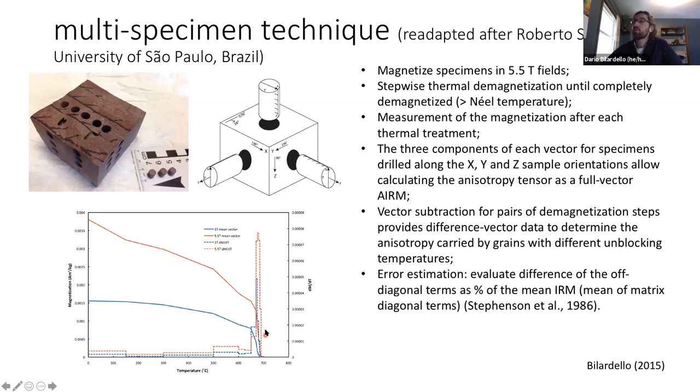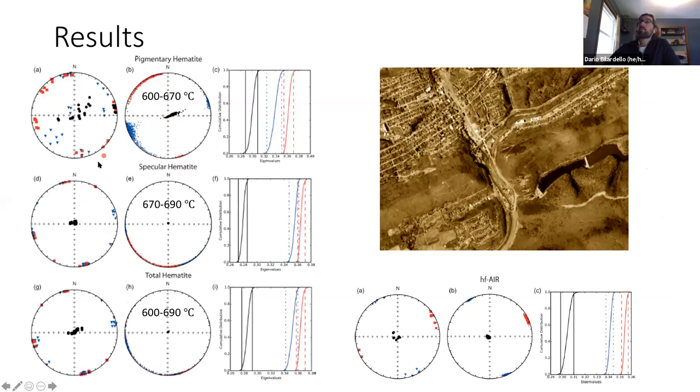And we can see when we do the thermal demagnetization, we can observe all of the components coming off with a larger component obtained for the higher unblocking temperature spectrum, which should correspond to the specular hematite, then a component between about 600 and the Néel temperature, which can be attributed to the pigment. And then everything below that could be a combination of the pigment and magnetite and possibly even goethite. And the results look very promising.